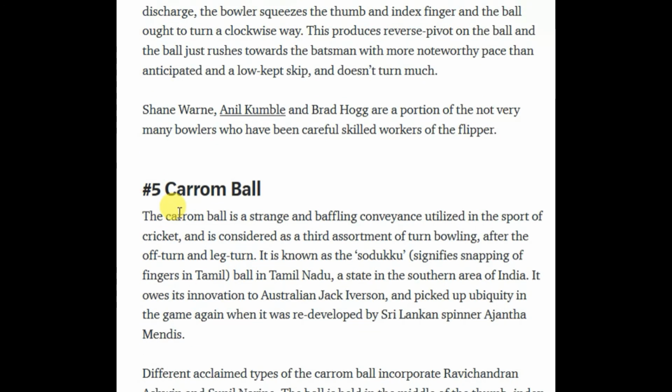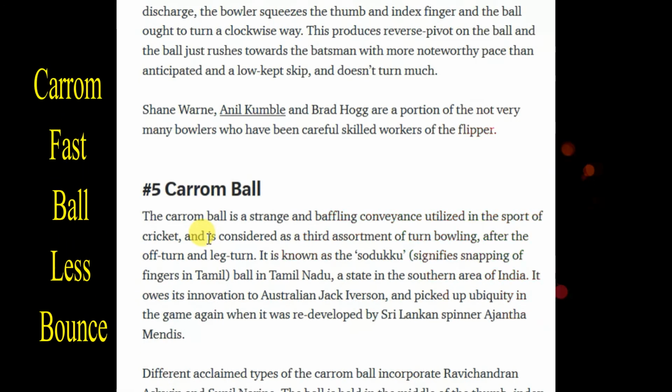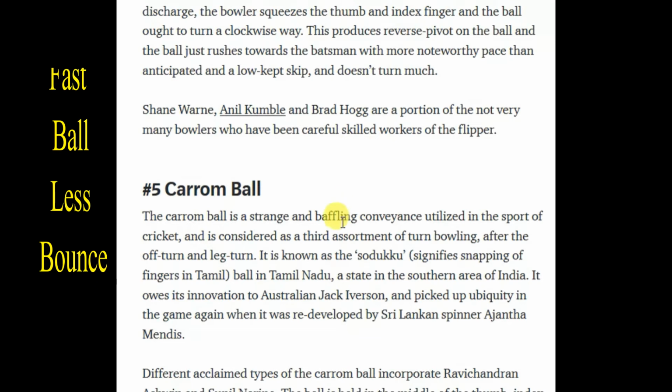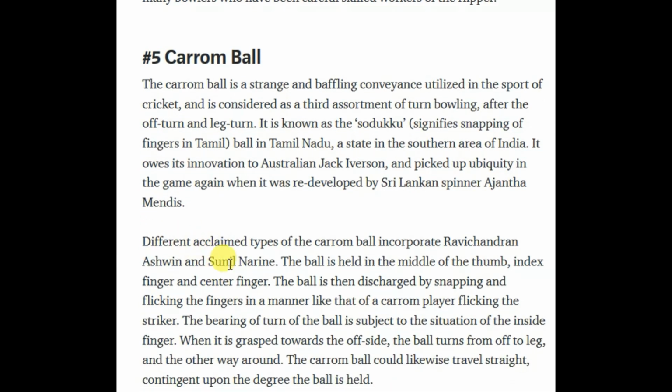Now this is the carom ball. It is one of the most difficult compared to the flipper. This ball is also very difficult to play. It is an innovation of Australian Jack Iverson, who established and developed this type of bowling, and it was used very much by Ajantha Mendis in his younger age, which was very difficult for many batsmen to play.